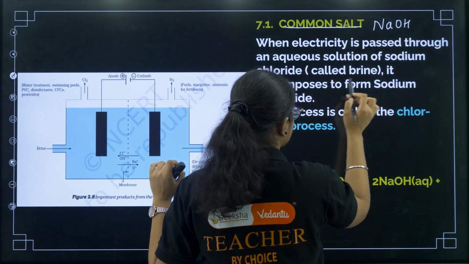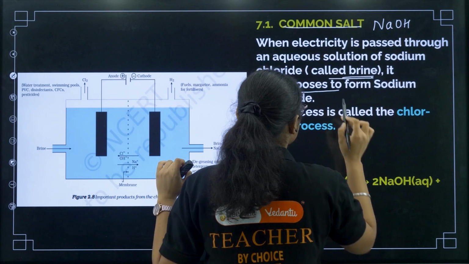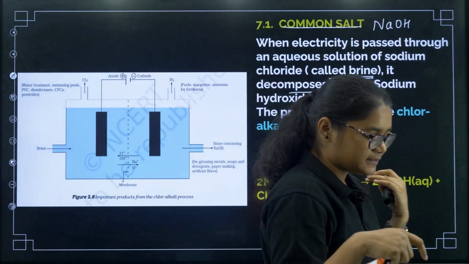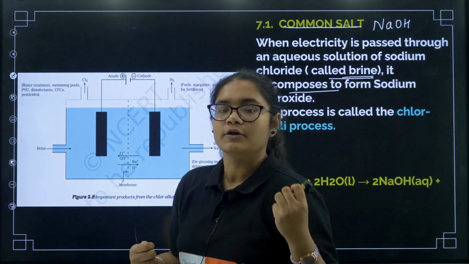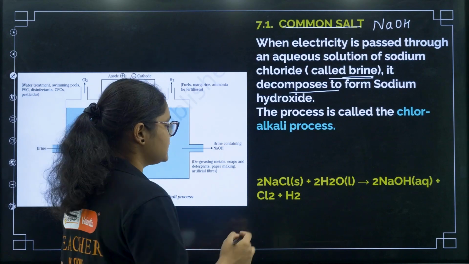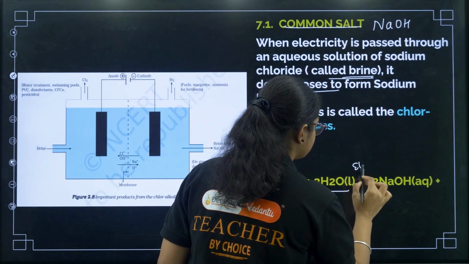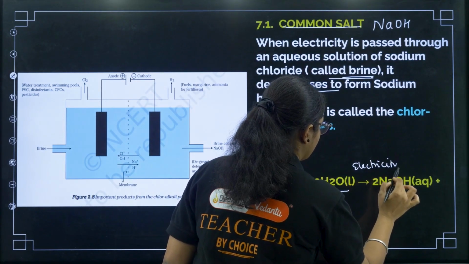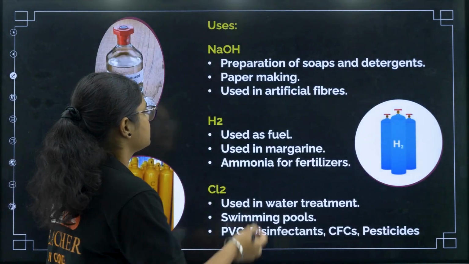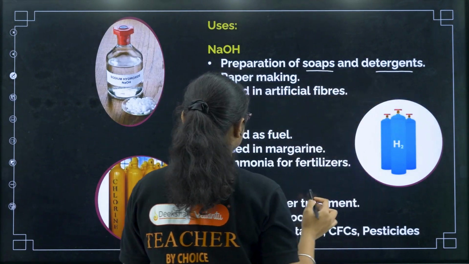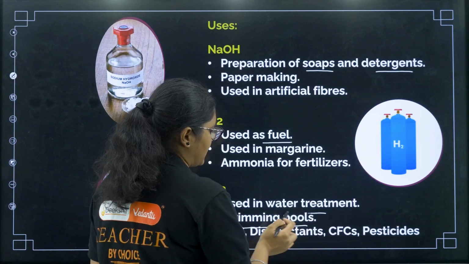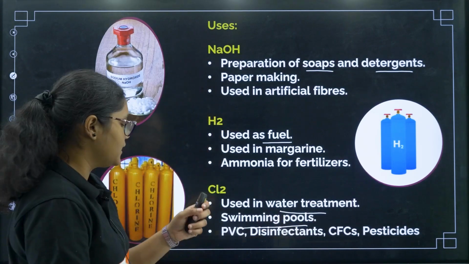When NaCl solution, called brine solution, undergoes electrolytic decomposition, or if you take a solution of NaCl and do electrolysis of that, you get chlorine, hydrogen and NaOH, okay. So you can see if you take NaCl and water and pass electricity, what we will get? NaOH, Cl2 and H2. What are the uses of these byproducts? NaOH is used in soaps and detergents, hydrogen can be used as a fuel, and chlorine is used as a disinfectant and in water treatment, okay.